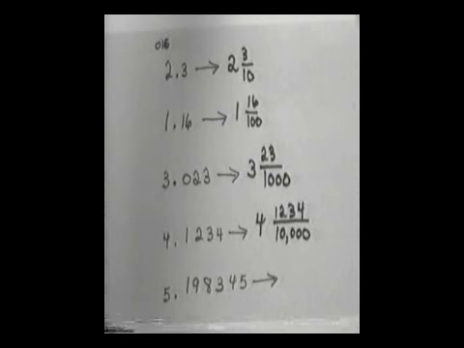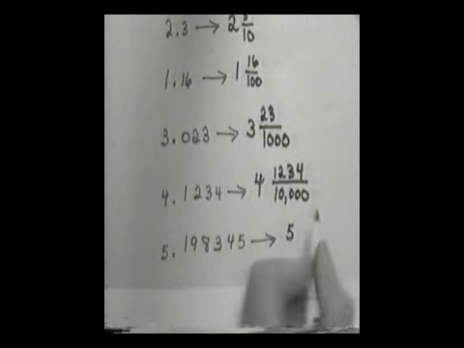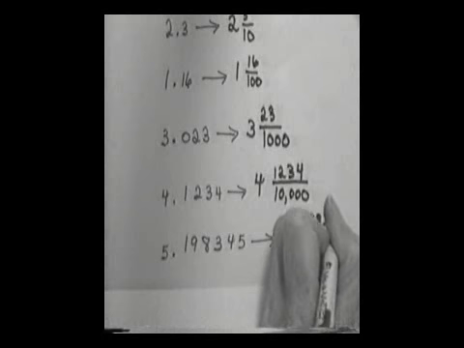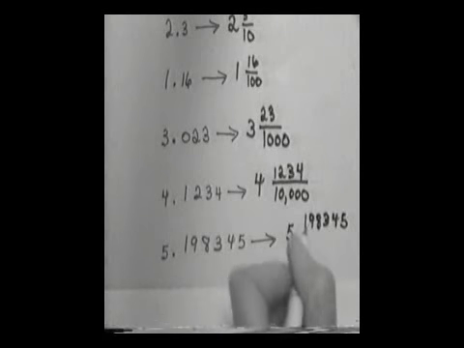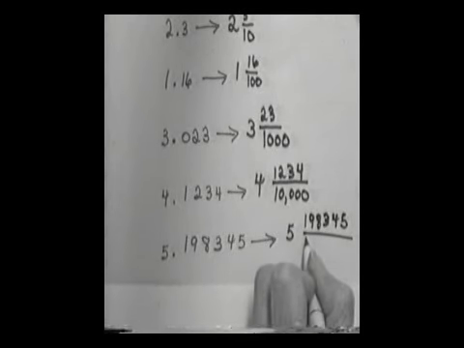One last one to change. The whole number here is 5. And if I write down 198345, it goes tenths, hundredths, thousandths, 10,000ths, 100,000ths, and then millionths. So I need to write down a million.